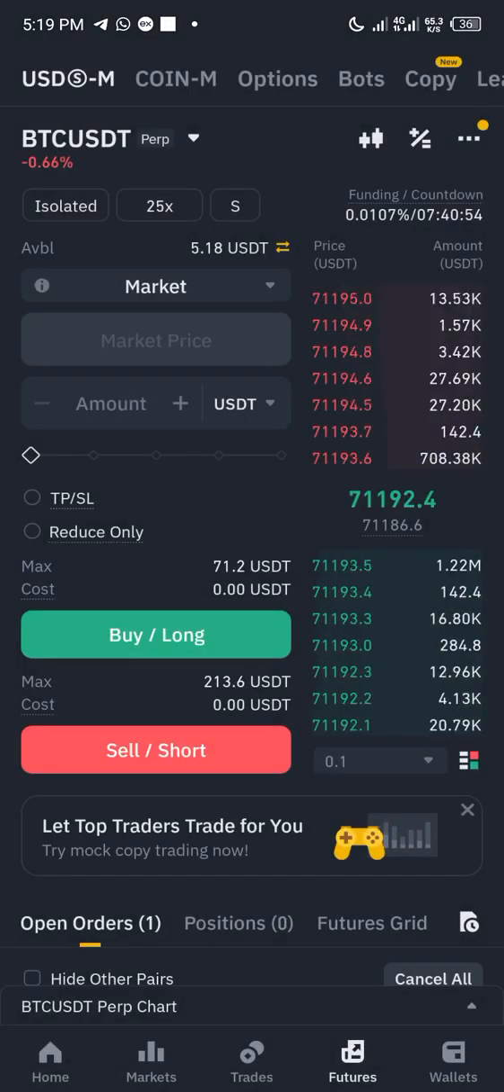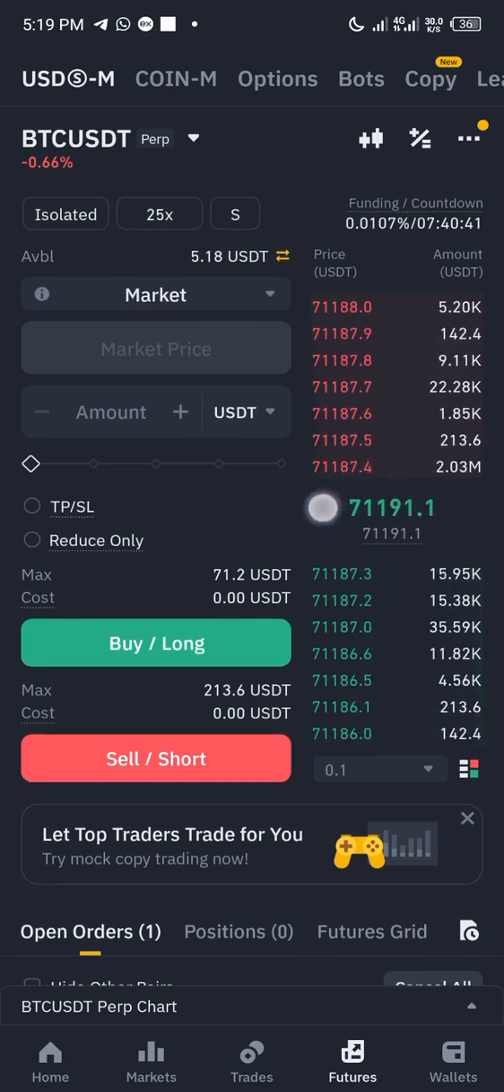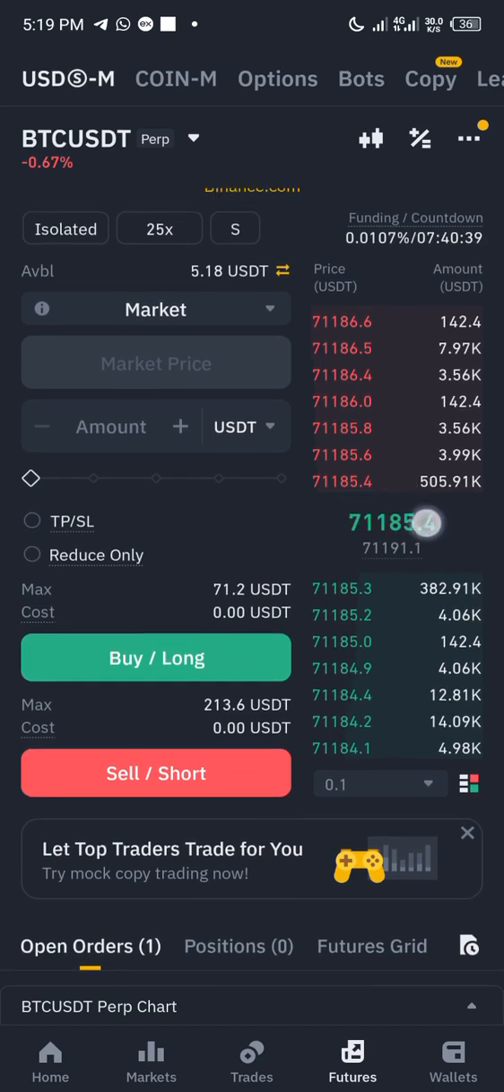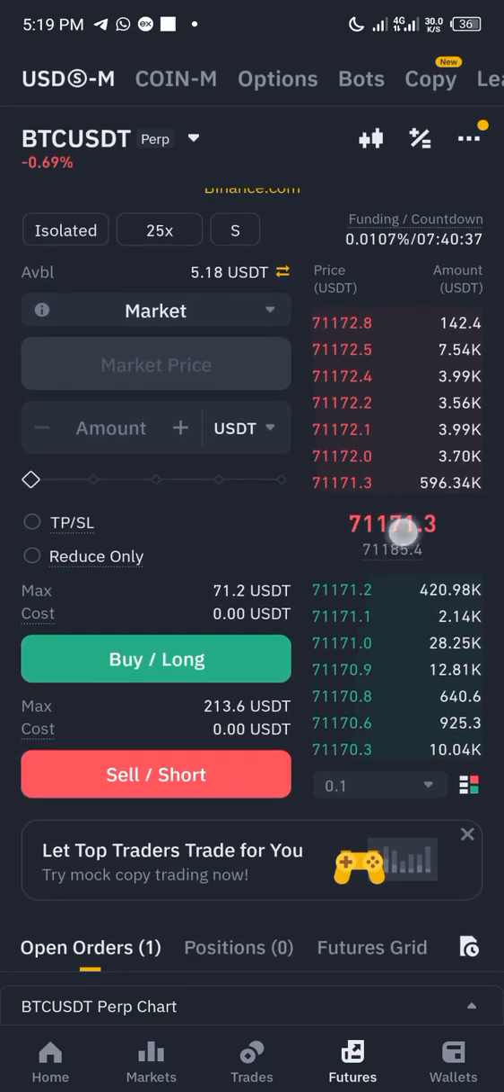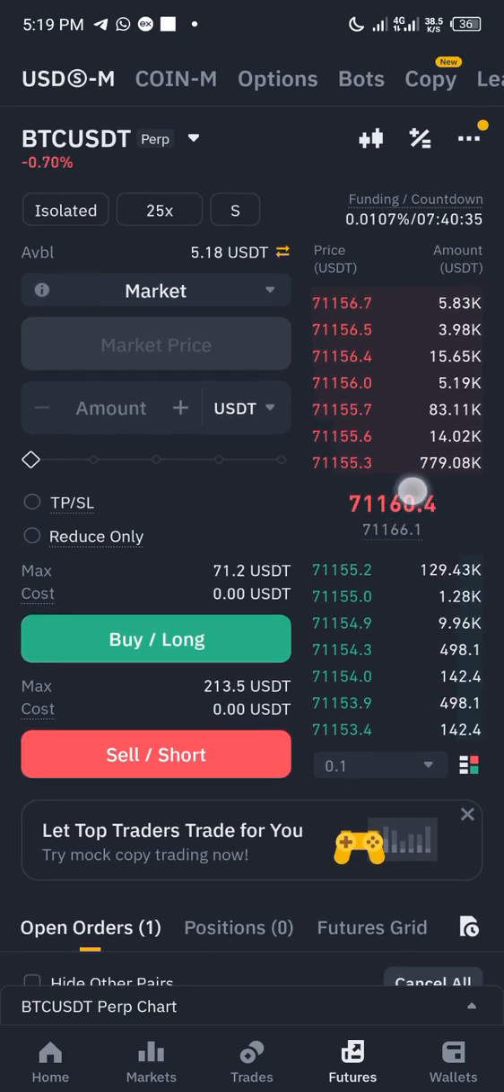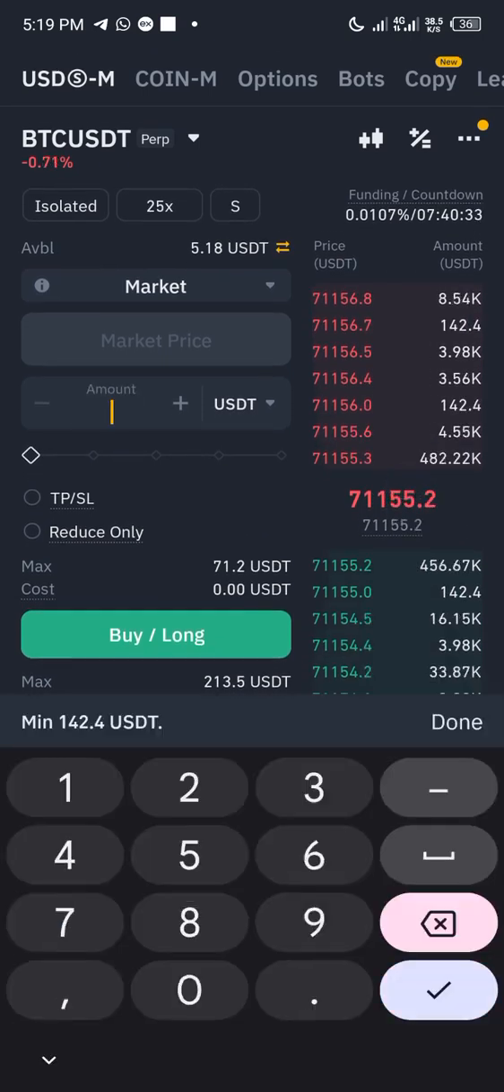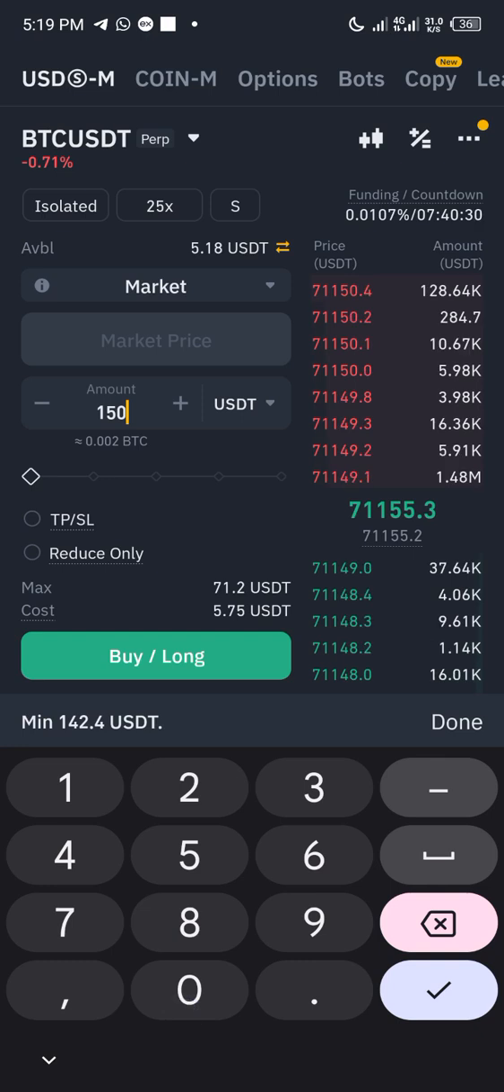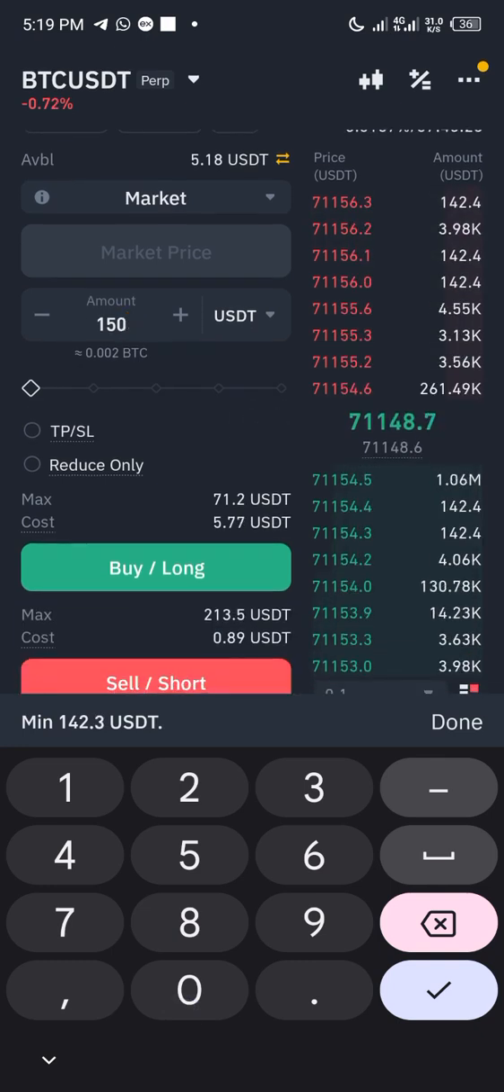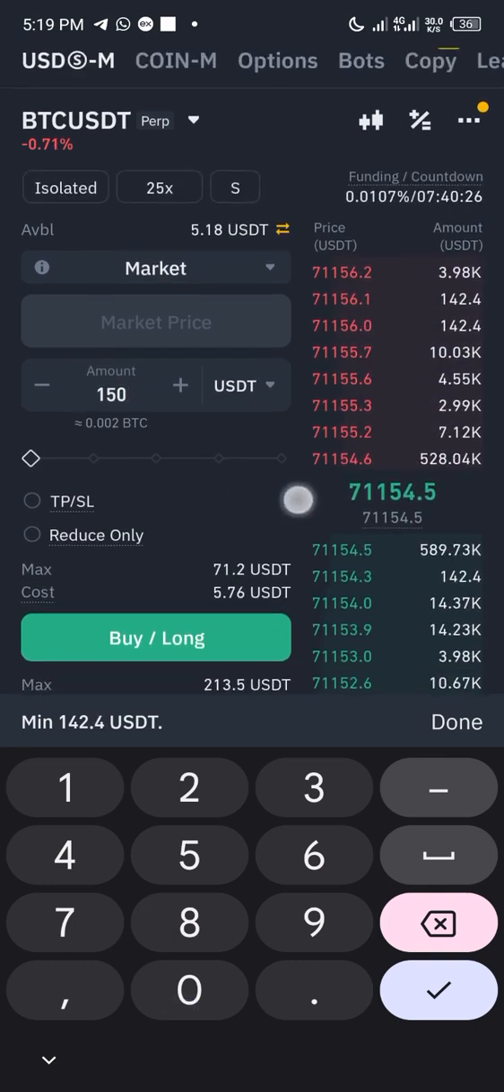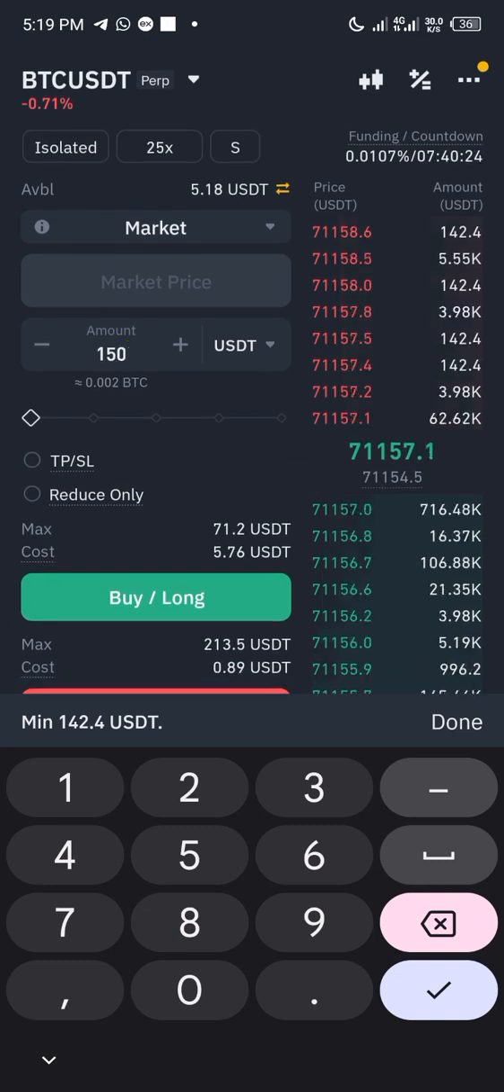This market option is just the opposite of the limit order. If you place a trade now, it will enter directly at the current market price of Bitcoin. This is the current market price of Bitcoin. This that is dancing or showing, you see that it is not stable. So that's the current price of Bitcoin now. Let's say I want to enter the market using 150 USDT. Don't forget I'm using 25x leverage, right? So this is the total cost.